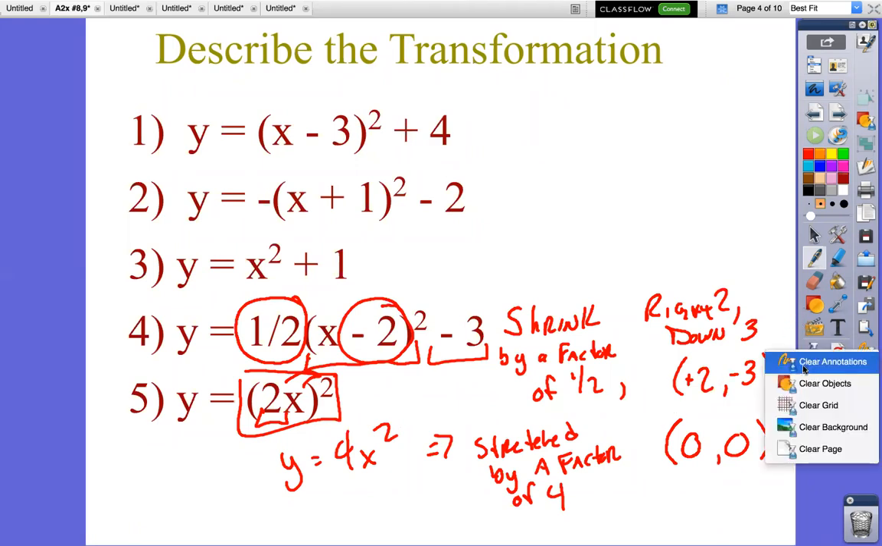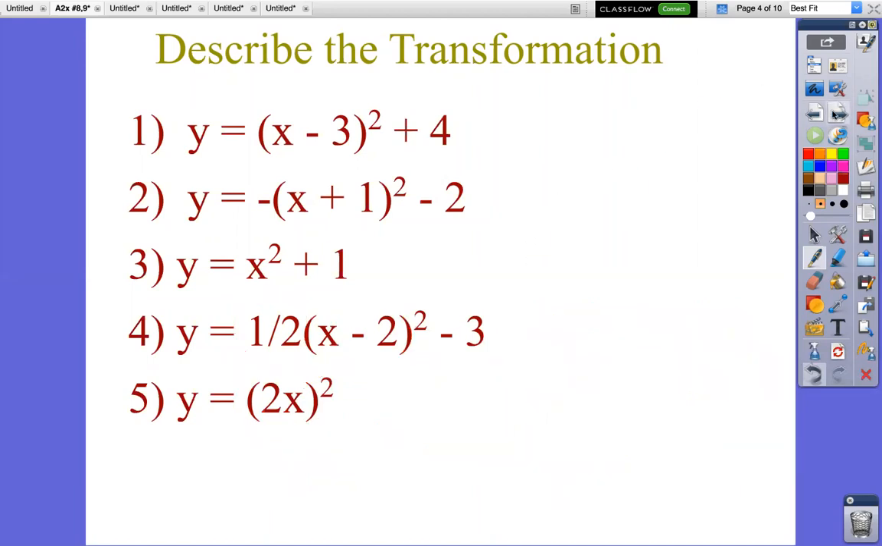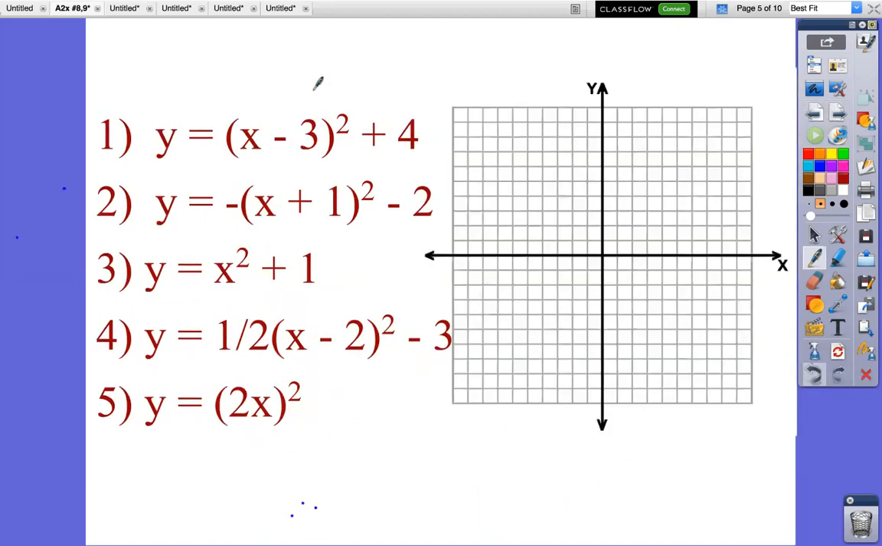Now, we're not going to spend a lot of time on this today, but tomorrow I'm going to show you how we're going to start. So tomorrow we're going to start by graphing y equals x squared, and then we're going to graph those 5 that we just did. So I'm going to teach you a couple different ways to graph. Let's go ahead and kind of pre-teach this before we get into it tomorrow.